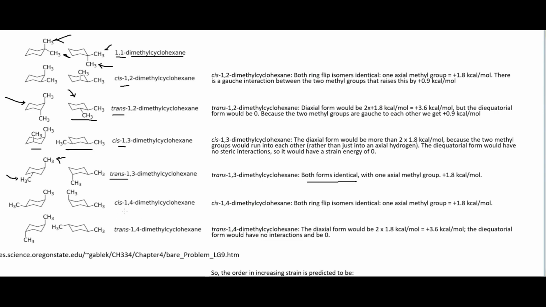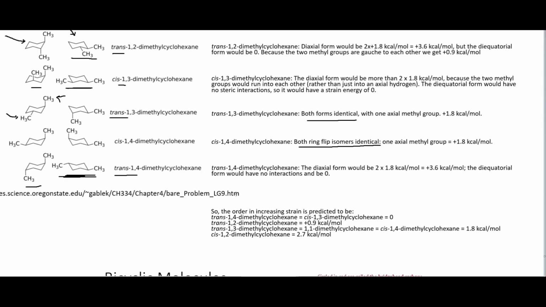Then when we get to the 1,4, so we have the substituents on sort of opposite ends of this cyclohexane here. So with the cis, both ring flip isomers are identical, and so neither one is going to be favored over the other. So then with the trans, this is both equatorial, this is both axial, and so this is going to be the favored conformation right here.